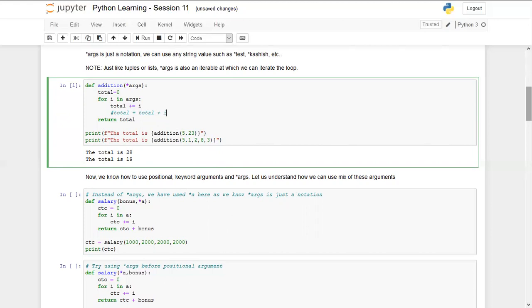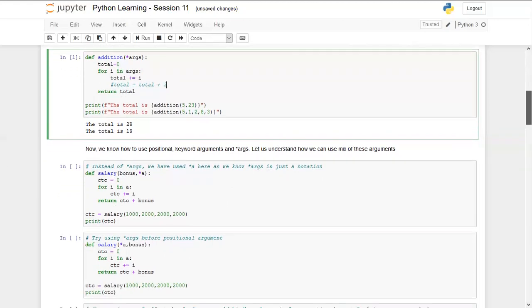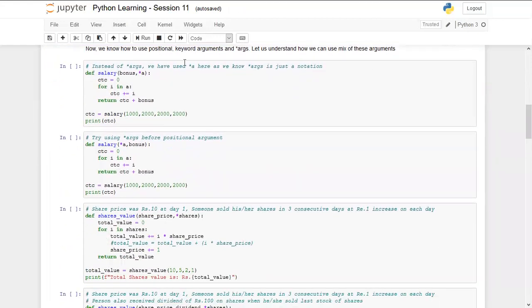So if there is no question, we can proceed. Now we know how to use positional arguments. In the previous sessions, we discussed how to use positional arguments and keyword arguments, and now we also know how to use star args. Let us understand how we can use a mix of these arguments, because in practical scenarios it is not possible that you will be just using star args or maybe just positional arguments. It can be, but most of the time we use a mix of them. So let's see how we can use a positional argument and star args.